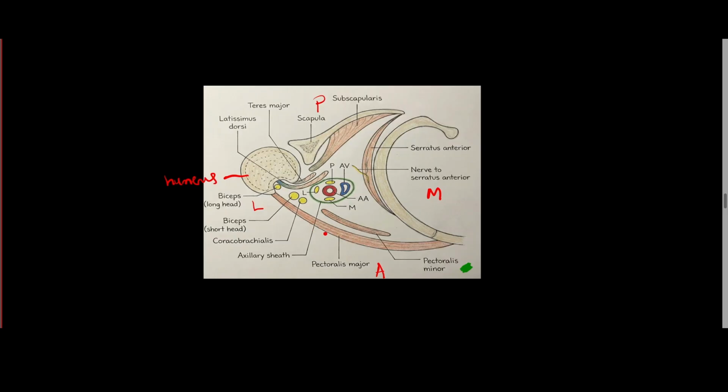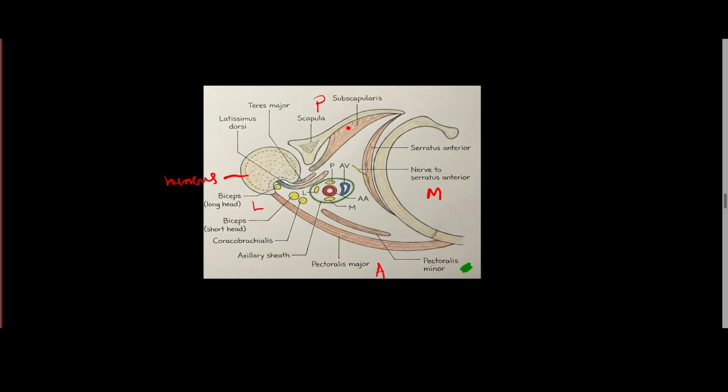Now we say that the anterior wall of the axilla is formed by the pectoralis major muscle superficially, and deep to it we have the pectoralis minor muscle. We also say the subclavius muscle, which is not shown here. We say the medial wall is formed by the upper four ribs and the intercostal spaces, and then we have the serratus anterior muscle.